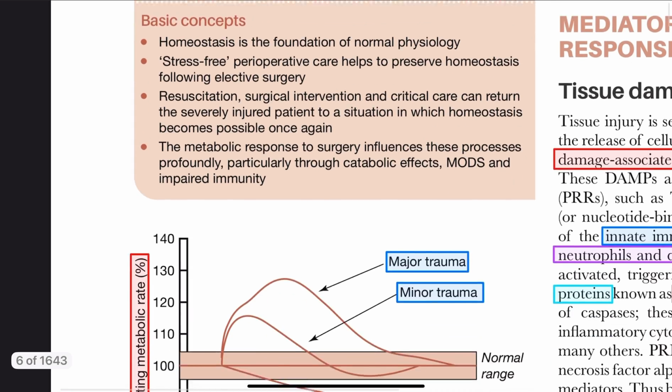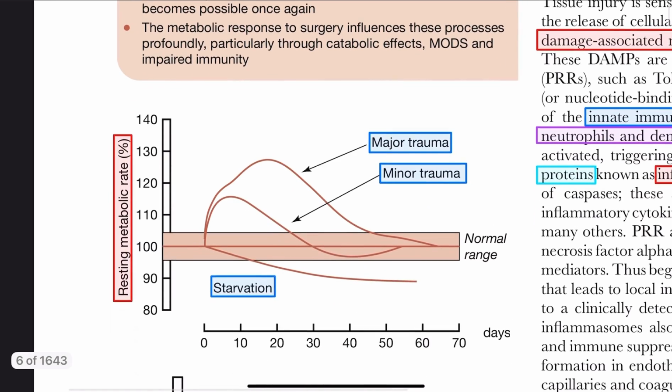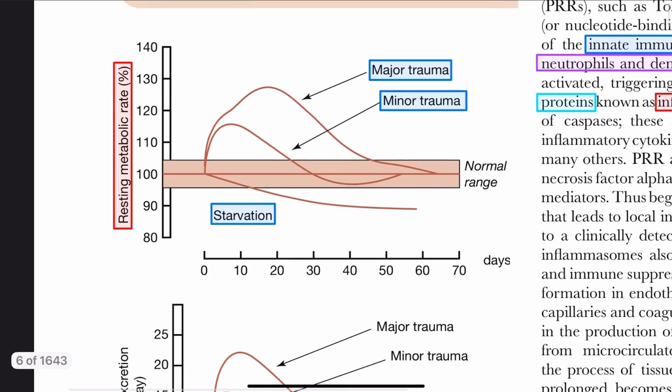This picture is sometimes asked, they will ask what this graph is. This curve is major trauma, next is minor trauma, and starvation, related to resting metabolic rate. In starvation it goes below the baseline. This is the normal range.